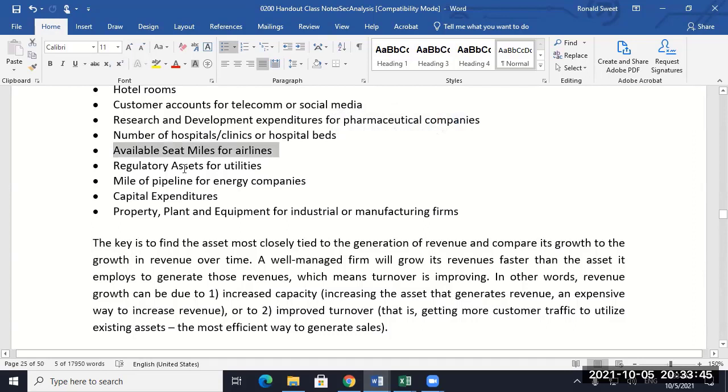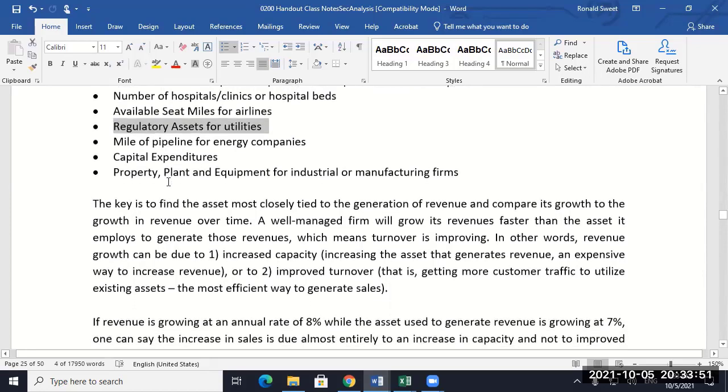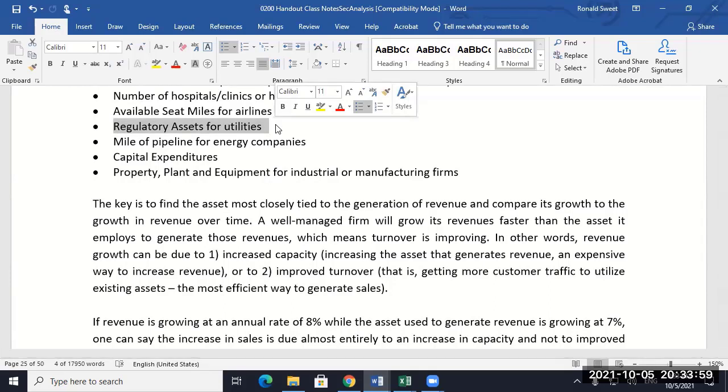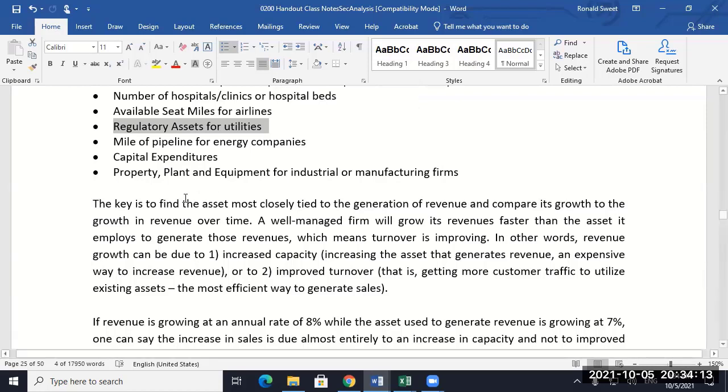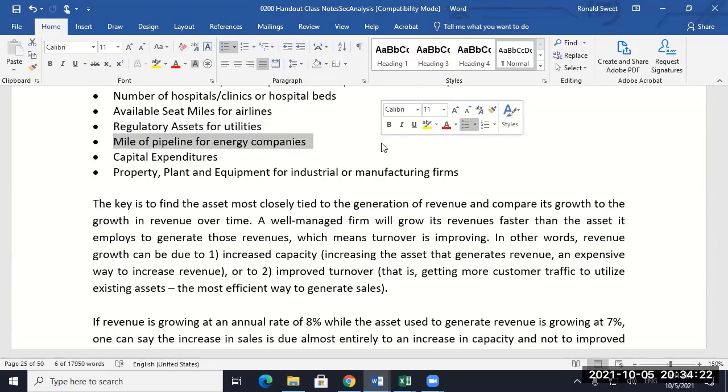Available seat miles for airlines. I don't think anyone's doing airlines. Okay, so Javier, you might be able to do this for your company. If you need help on it, let me know and I'll help you find it. For utilities, they do revenue per regulatory assets. A regulatory asset for a utility is an asset the regulators let them charge a rate for. So you definitely want to bring that in. Very important number for them. If you're doing energy of any kind, energy companies, pipelines, you can do revenue per proven reserves. There are a lot of numbers you can bring in for Exxons and those types of companies.